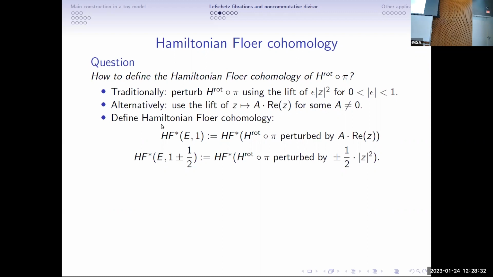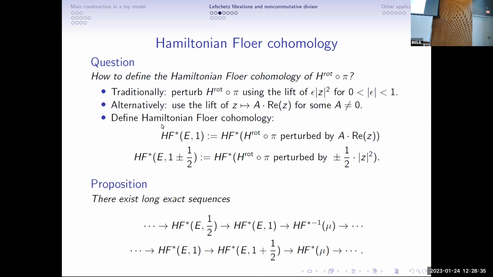So why am I defining this? The interesting thing is the following statement. There's a pair of long exact sequences relating Hamiltonian Floer homology in the total space with the fixed point Floer homology of the monodromy acting on the fiber. To be more precise, if we start with the rotation perturbation given by minus 1 over 2 times z squared, it makes some kind of map into HE1 so that the mapping cone of this chain complex computes the fixed point homology of the monodromy acting on the fiber.